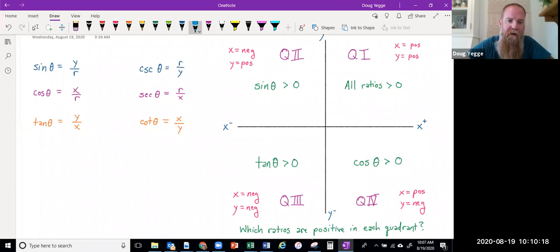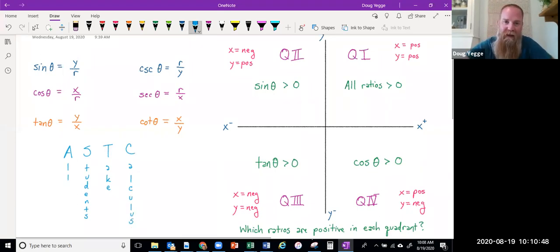Okay, there's an acronym referred to as ASTC, or in other words, all students take calculus, or at least trigonometry students will, because that's the next logical step. Okay, so all students take calculus, ASTC.